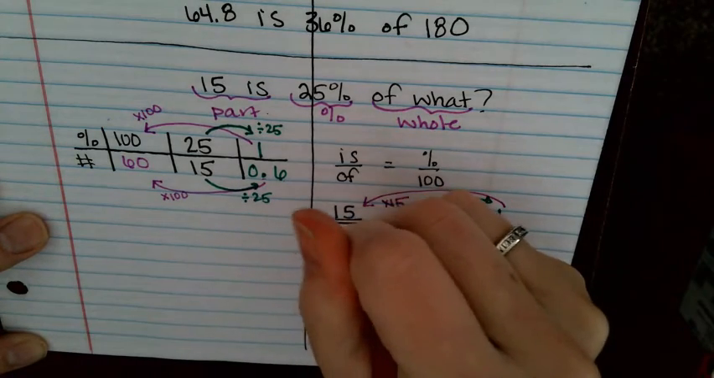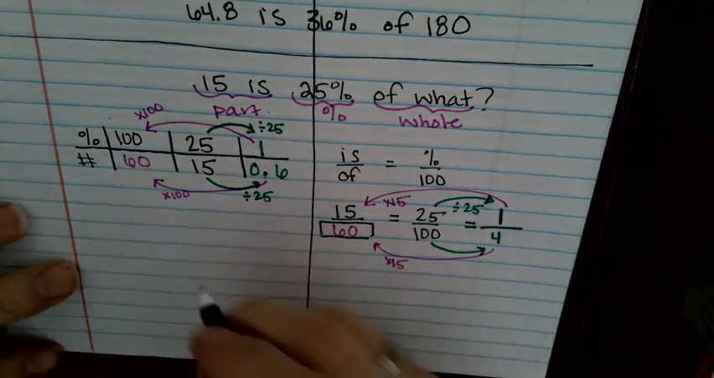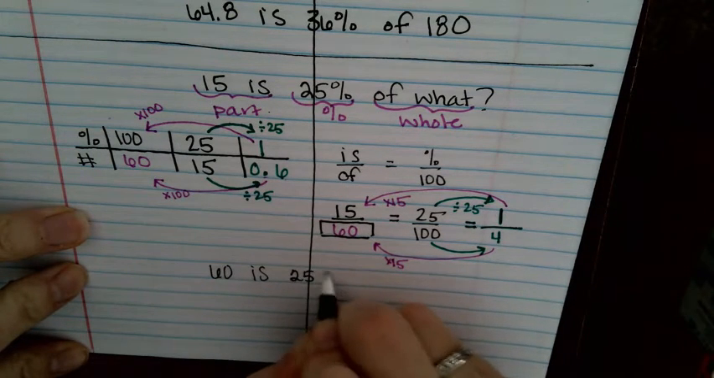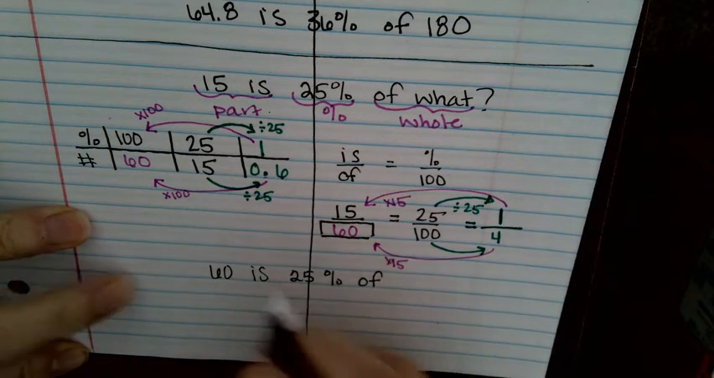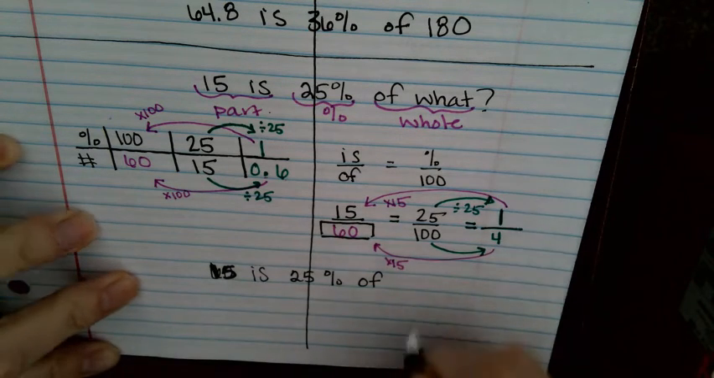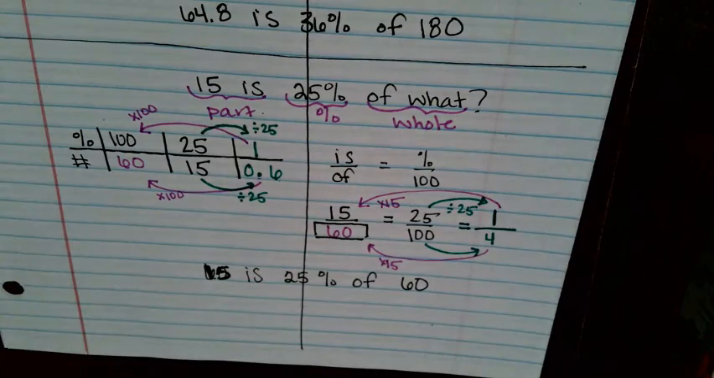is 60. Okay, so that means 60 is 25%. Whoops, 15. Ooh, that was really weird. 15 is 25% of 60 because that's what I was asking. Okay, now I'm going to call this finding the whole.